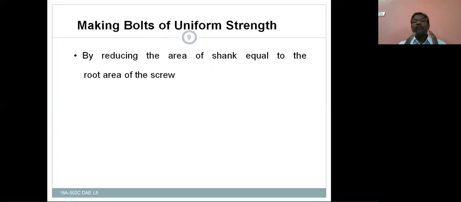That means uniform strength in the bolt can be achieved by reducing the shank area, by reducing the area of the shank equal to the root area of the screw. That means the shank area should be equal to the root area. With this, we can achieve bolts of uniform strength.